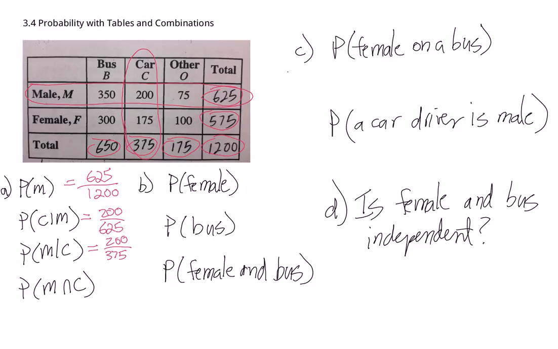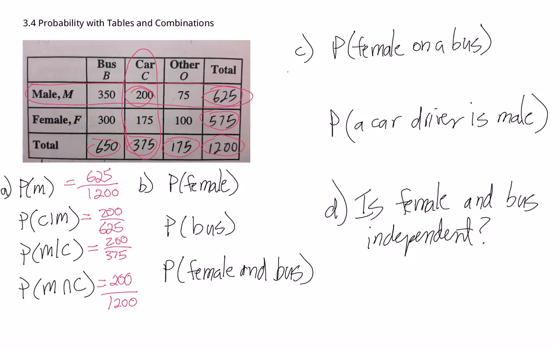And the last one is a little bit easier. It's saying, what's the probability that we have one person now that is a male and they drive a car? So now we're just looking at the intersection of the row and the column. So it'd be 200 people out of the total. We still have 1200. Male and car is 200 out of the whole group, which would be 1200.